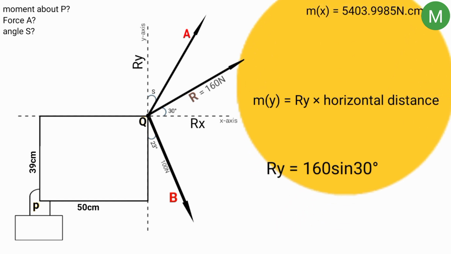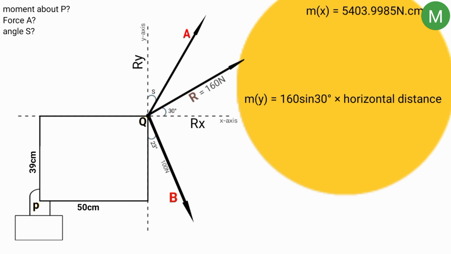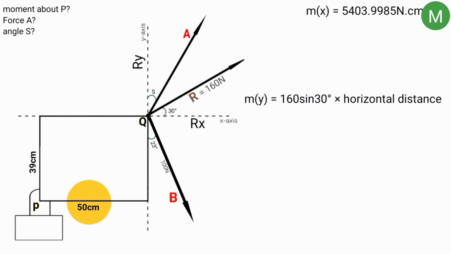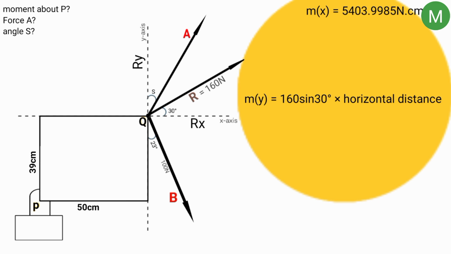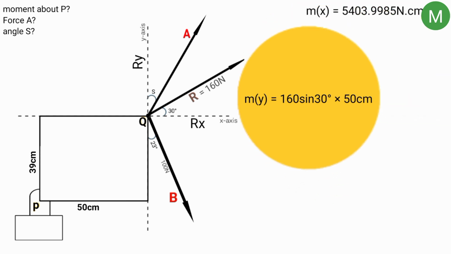Coming back here now, moment of y equal to 160 sin 30 times horizontal distance. So what is the horizontal distance? The horizontal distance is already here to be 50 centimeters. So now, moment caused by y equal to 160 sin 30 degrees times 50 centimeters. 160 sin 30 times 50 is 4,000. So now moment of y equal to 4,000 Newton centimeters.